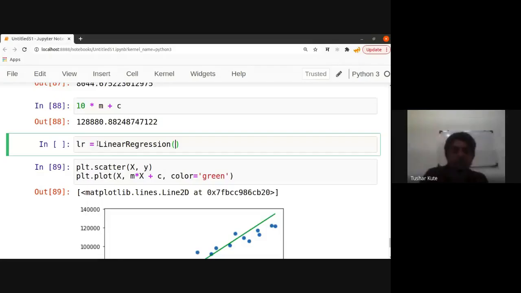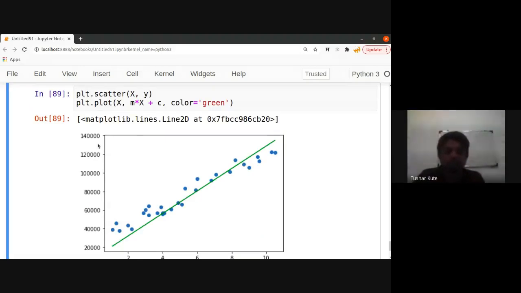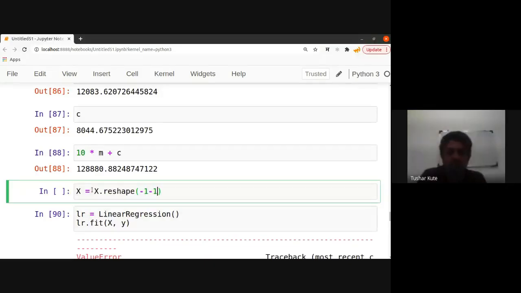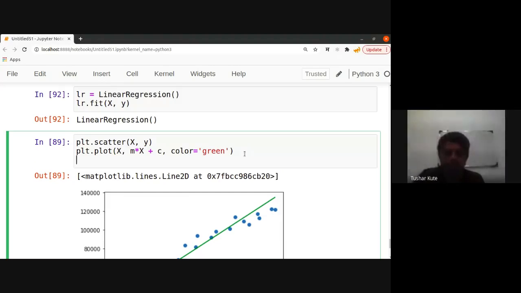So let's go for that. I'll just come below. And okay, this reshape I need to do again. But let's create the object of linear regression. LR is equal to LinearRegression, LR dot fit. I think it will show an error here, because X is required to be reshaped again. Yeah, fit it. And let's plot this data with the linear regression now.